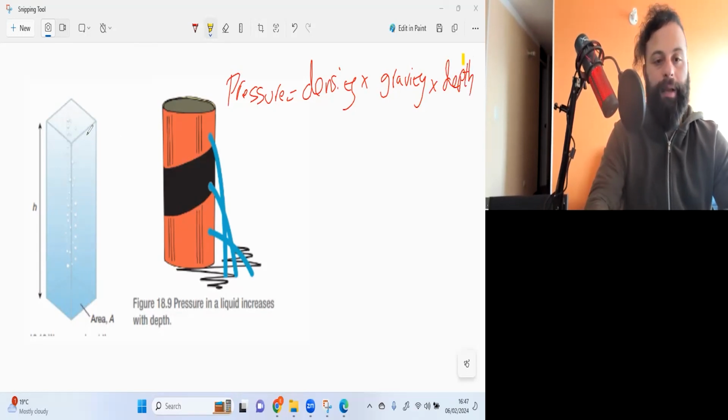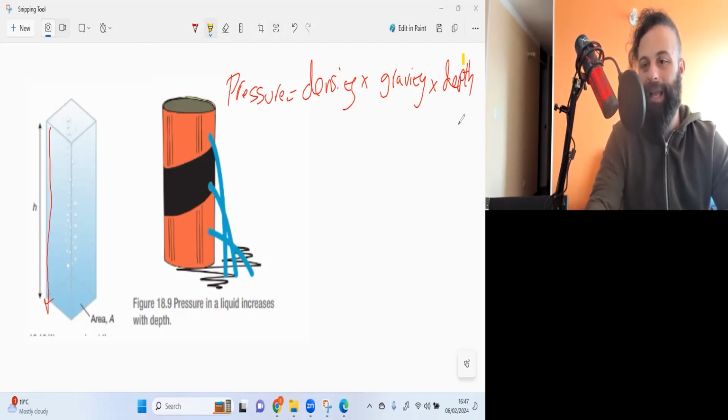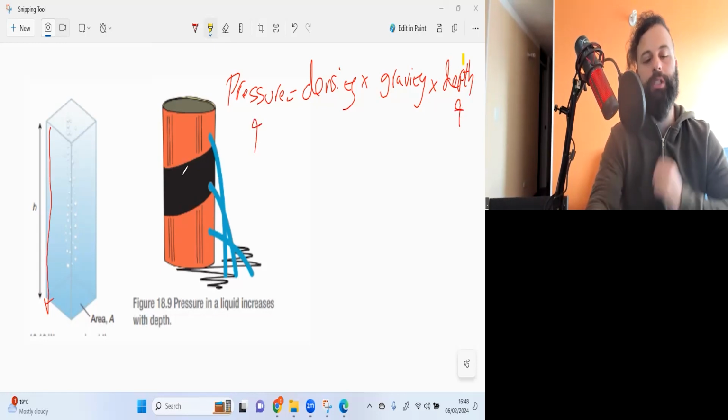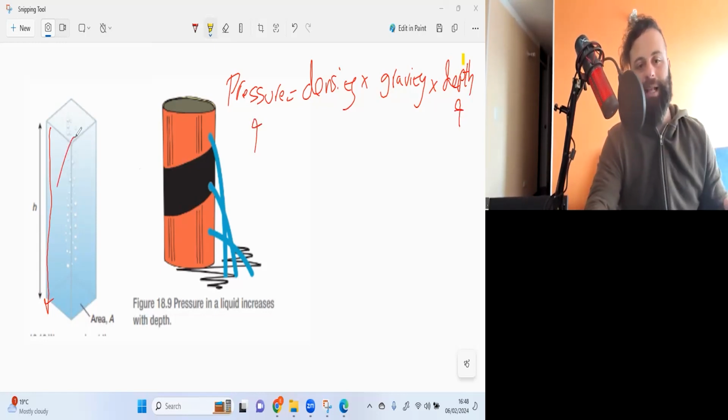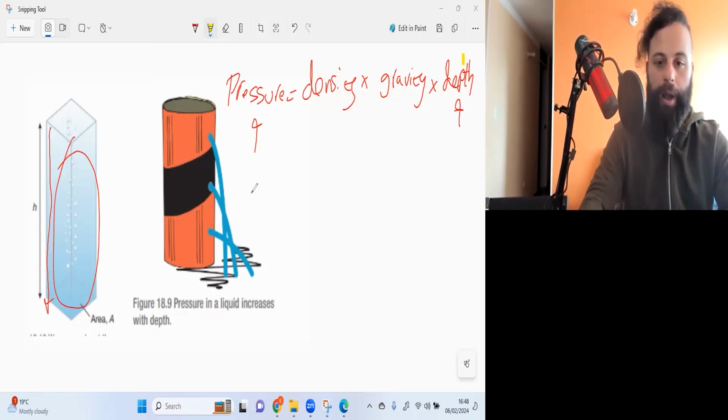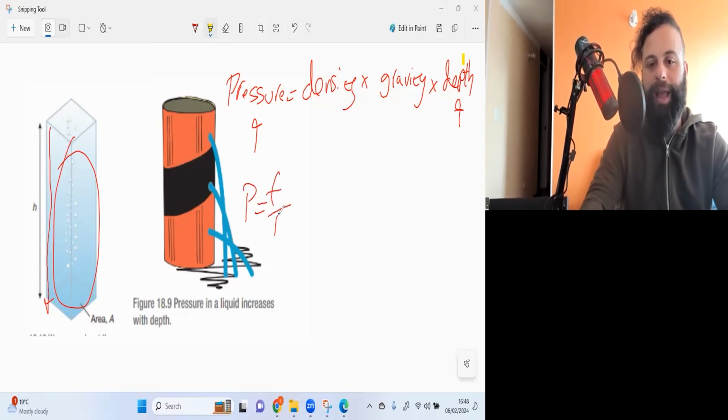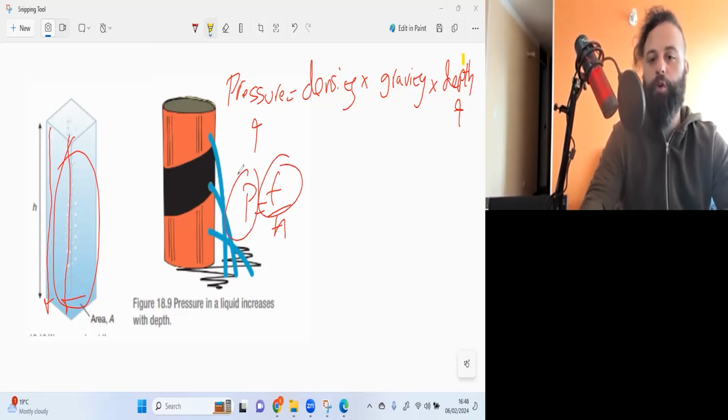So as I can see, as I go down more, as I increase my depth, I increase my pressure, which kind of makes sense because I've got basically more force above me. And we know that pressure is force divided by area, all right? So if I go down deeper, I've got more force. More force means more pressure.